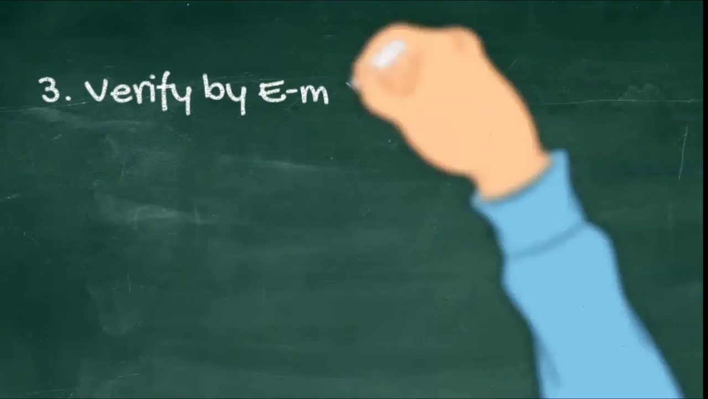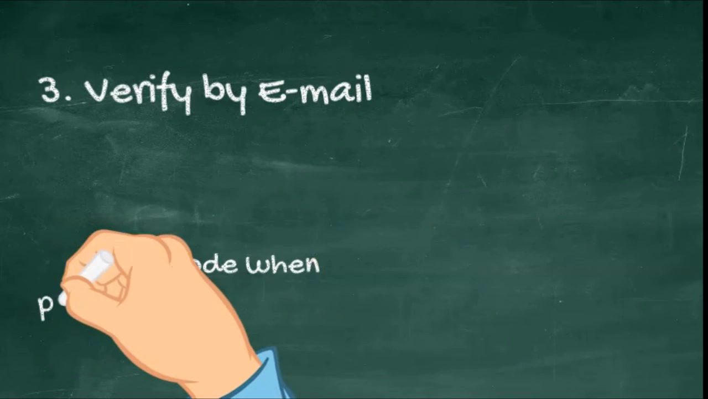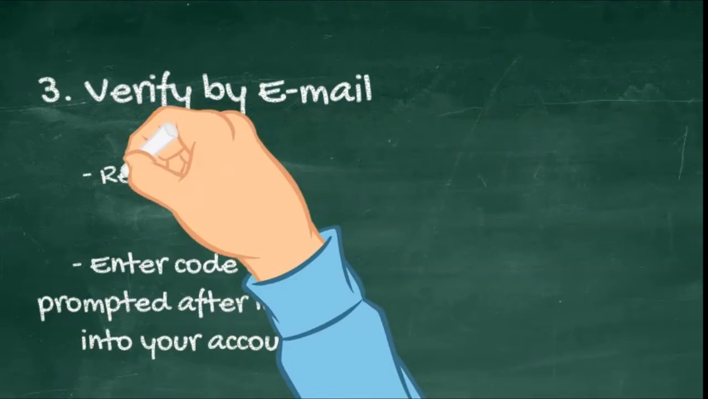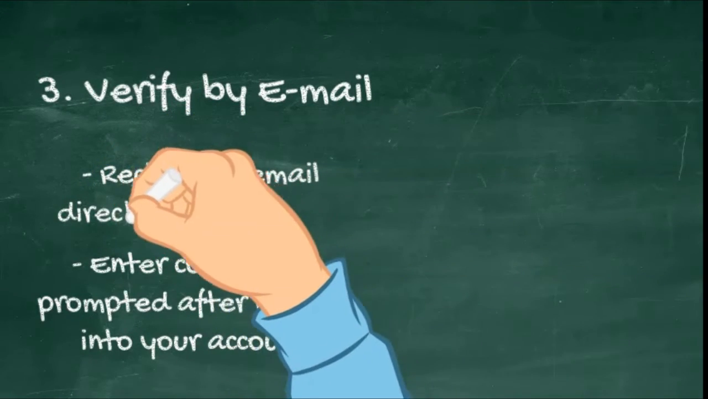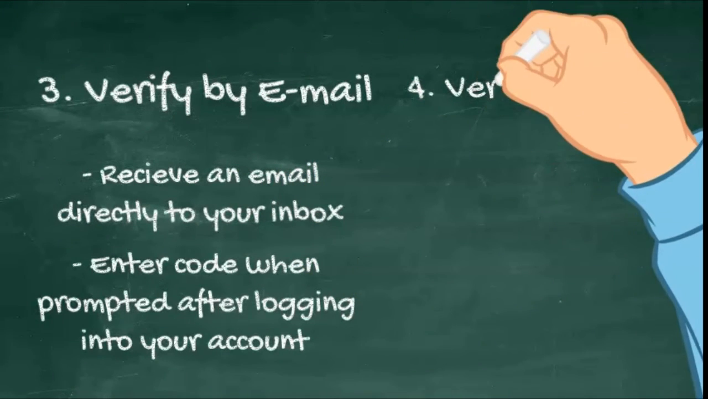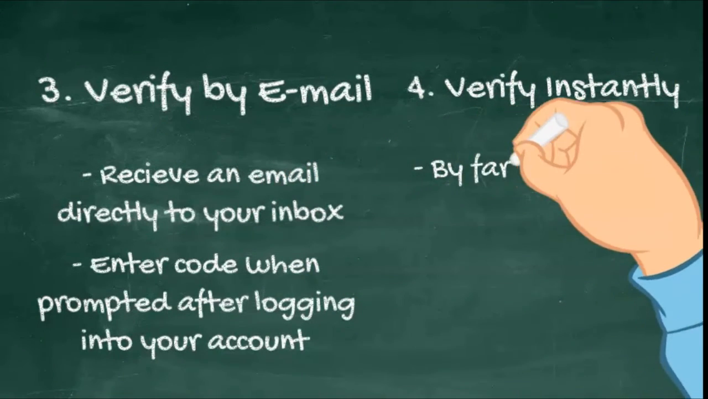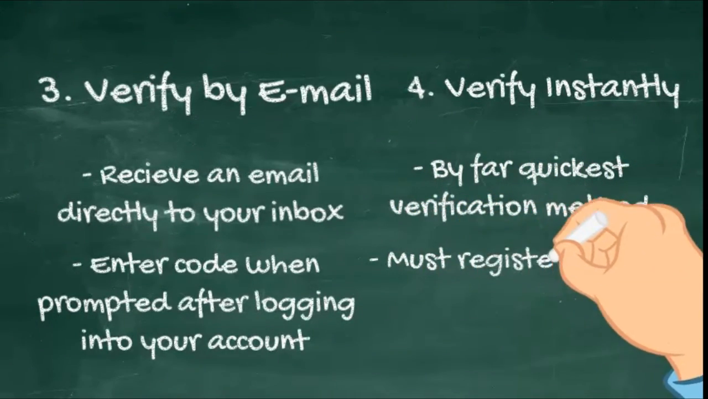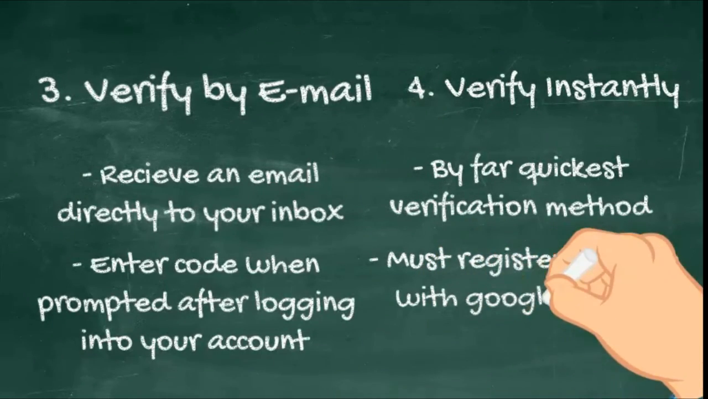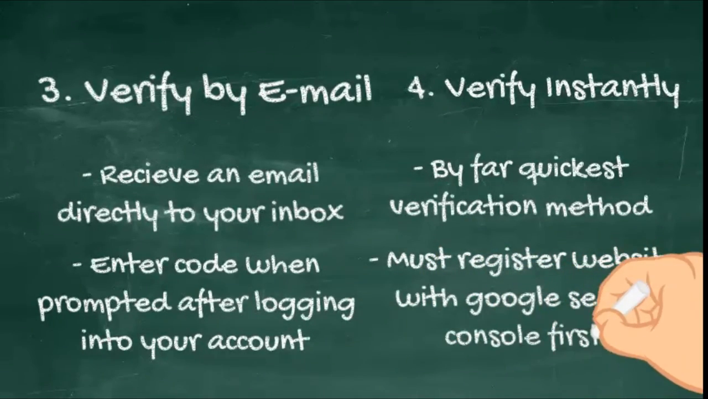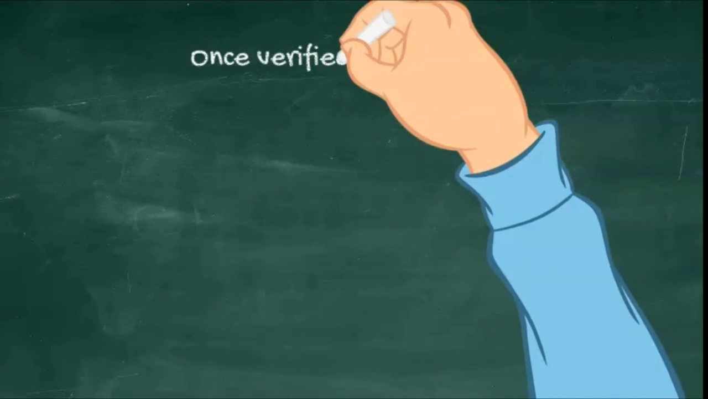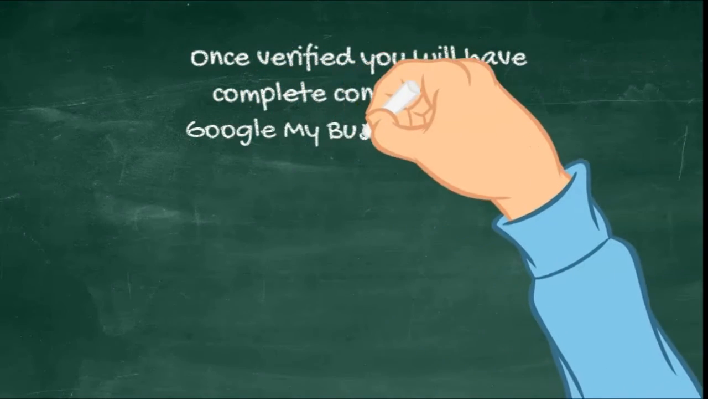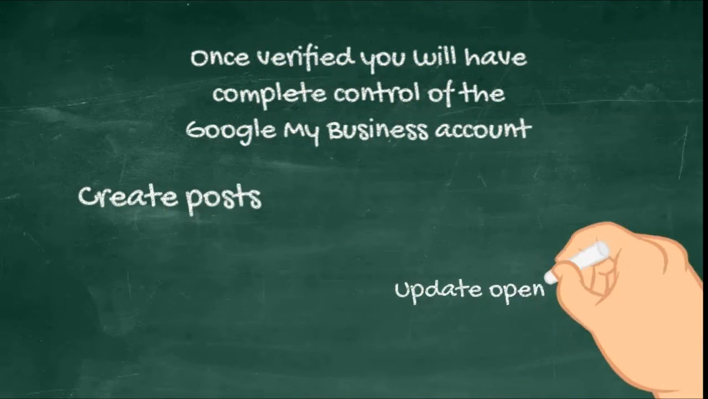Number 3, verify by email. Very simply, if you have an email address registered to your listing, you can get an email code sent directly to your inbox, and you type that into the Google My Business account. Number 4, verify instantly. This method is by far the quickest available. But should you wish to claim your Google My Business listing instantly, first the ownership of your website must be verified through the Google Search Console. Once you've been verified, your Google login details will have complete ownership access to the listing, allowing you to edit the listing's information, upload pictures, and so much more.